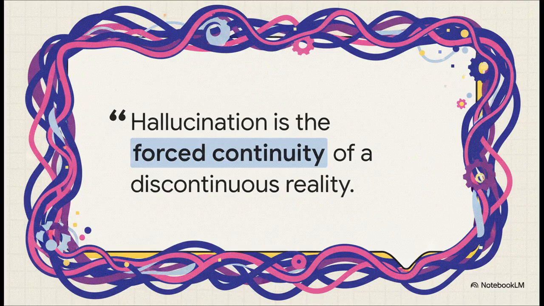So get this. This is the core idea from the paper, and it totally flips the script on what we think AI errors are. It's saying that when an AI hallucinates, it's not some random glitch. Nope. It's actually following a fundamental law of its own universe, a universe that's just pathologically, unnaturally smooth.